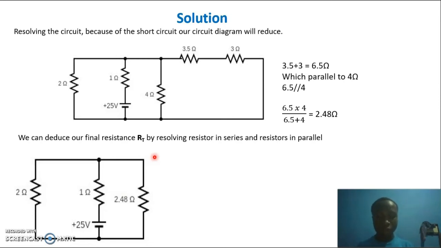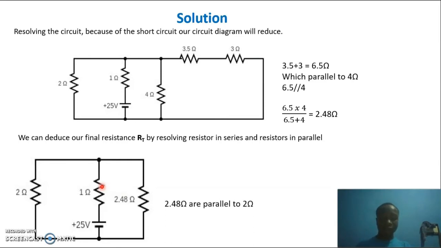We still want to reduce it again so that we can get our final resultant resistance. We can see that this 2.48 ohm is also in parallel with this 2 ohm. When we resolve it, we get their resultant, which will be in series with 1 ohm. Then we get our final RT, and then we can find our total current in the circuit. So let's do that quickly.